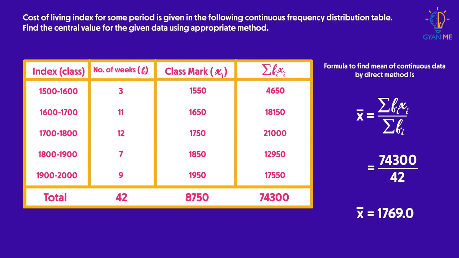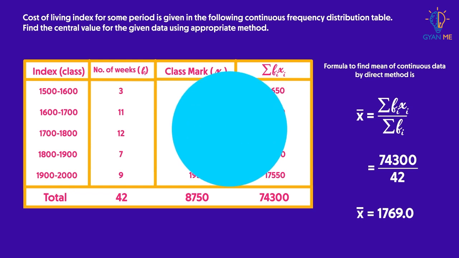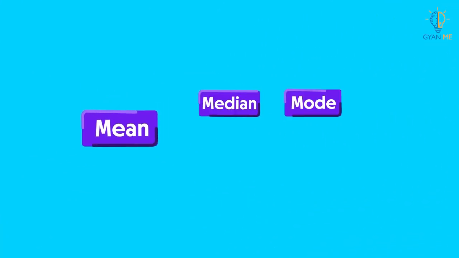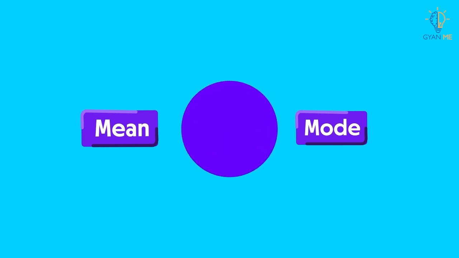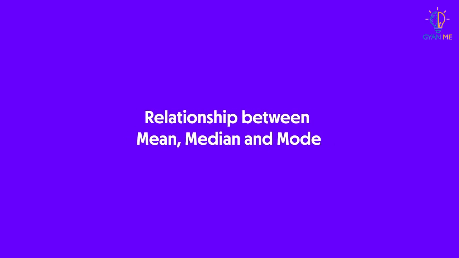So students, we now know in which situations mean is preferable, median is preferable, or mode is preferable as a representative value for the given data. In our next video, we will learn about relationship between all these three: mean, median, and mode.